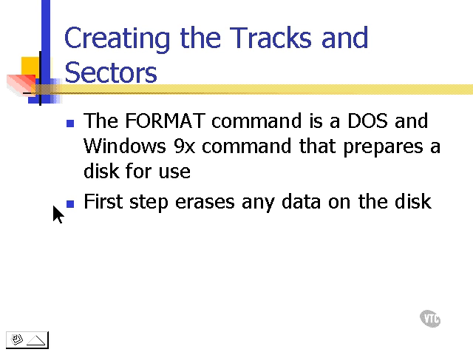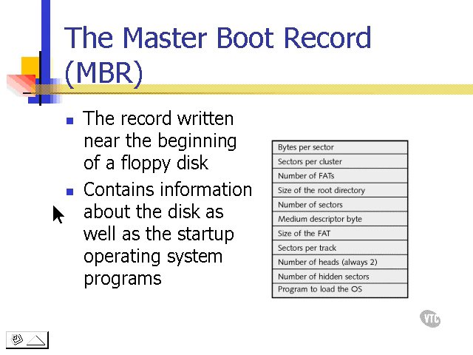The master boot record is a record written at the beginning of the floppy disk. It contains the information about the disk as well as the startup operating system programs. So it contains the bytes per sector, the sectors per cluster, number of file allocation tables, the size of the file allocation table, sectors per track, information about the disk that will be used by the operating system to pull the information off of the disk.